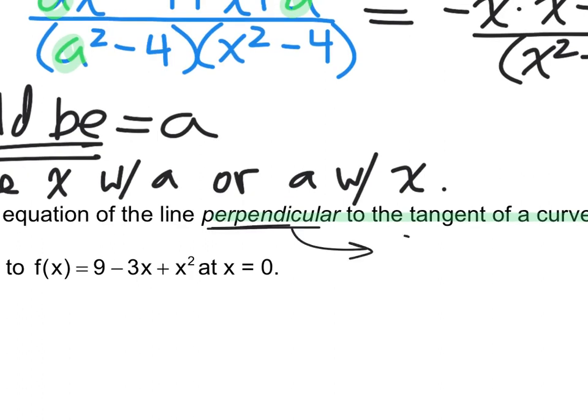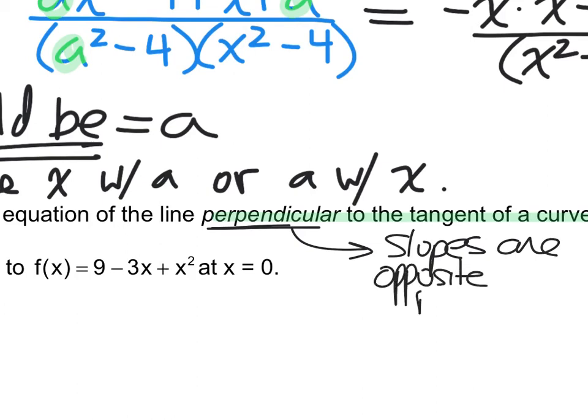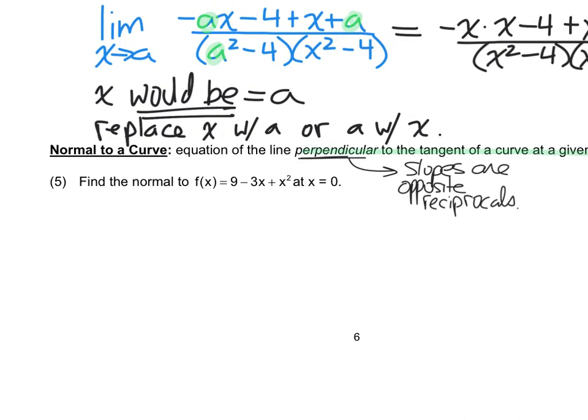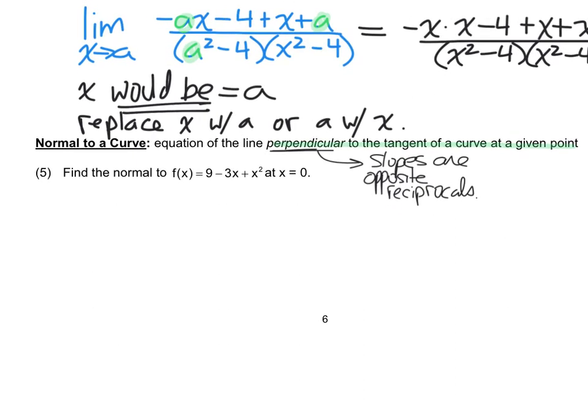What does it mean when slopes are perpendicular to one another? Slopes are what? Just reciprocals? Opposite reciprocals, negative reciprocals? The correct term in textbook lingo is negative reciprocal, but opposite reciprocals tells you more so what it is you're looking for. So we'll go with that.